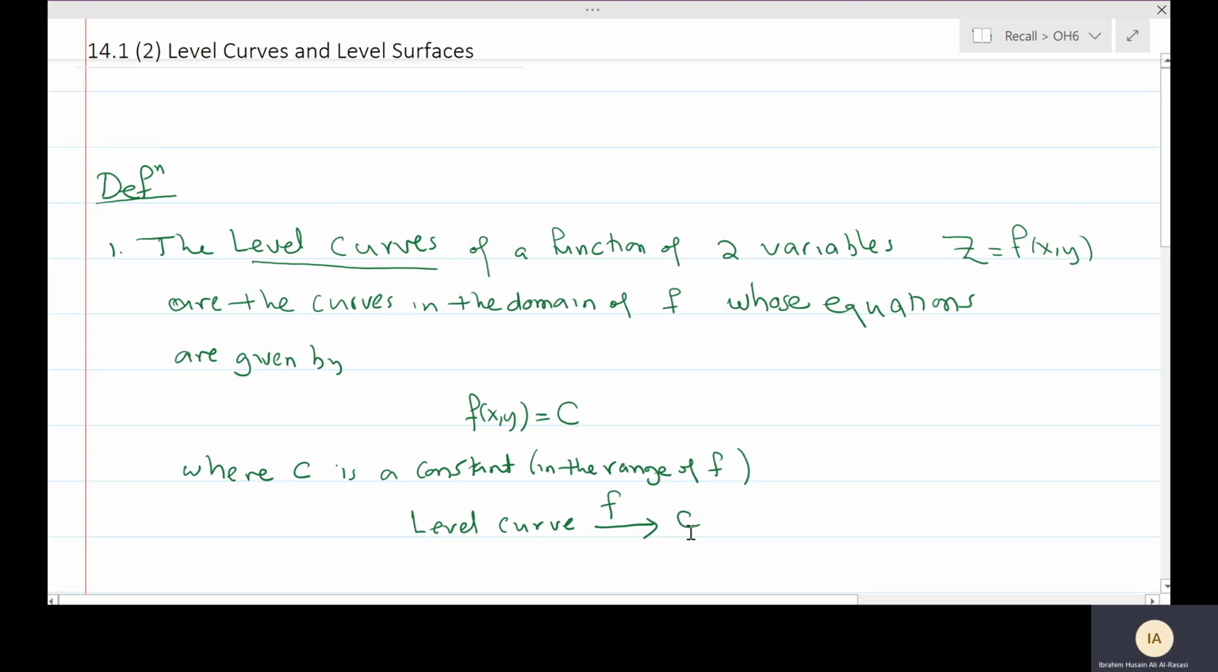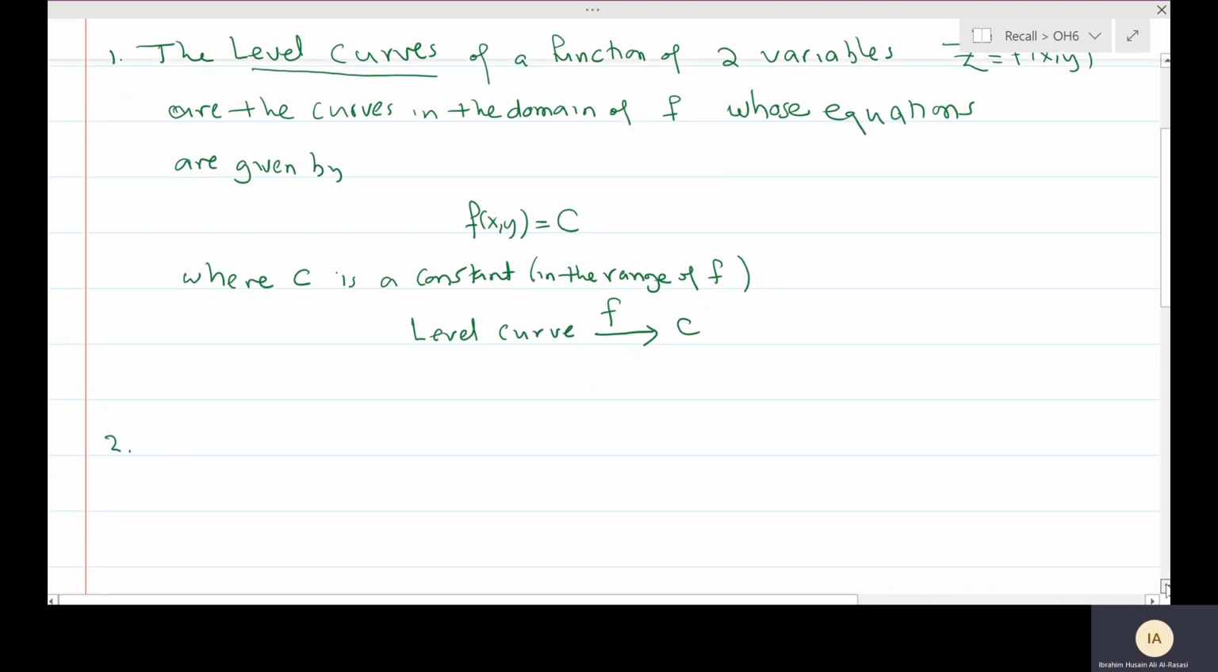Now, why are they curves? Because their equations are equations of curves: f of x, y equals c is a curve. Why is it called a level? Because the function will take it to the C level, to z equals C, to the Cth floor. So here, for example, in our example, these are some level curves.